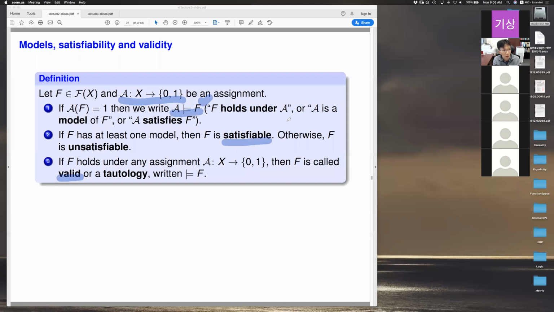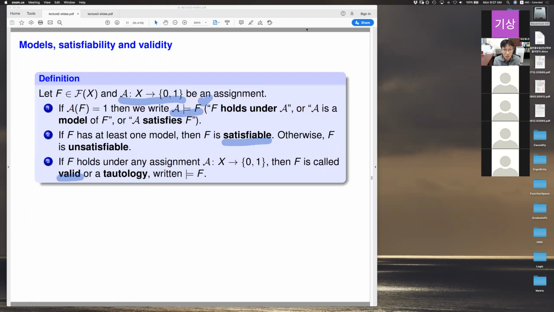It says that the assignment A, sometimes also called a model, satisfies formula F if formula F evaluates to 1 under A, according to the semantics that I showed you in the previous slide. Satisfiability means it has at least one satisfying model. And validity means the formula is always true. The formula is true for all the models. So that's what the last part says.